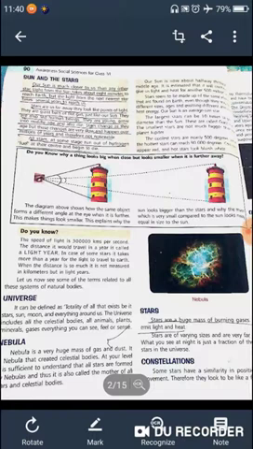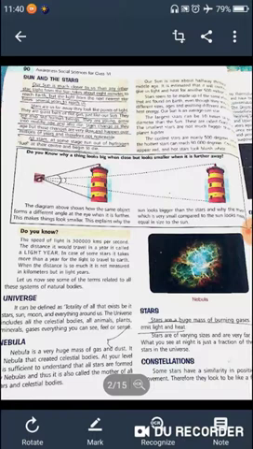Ursa Major, or Saptarsi, consists of seven stars, and the seven stars are named with respect to the names of some famous seven sages. That's why it's also known as Saptarsi, or we can say seven sages.